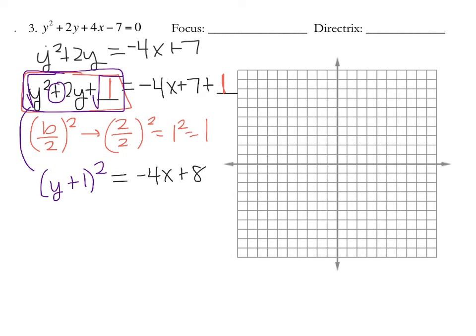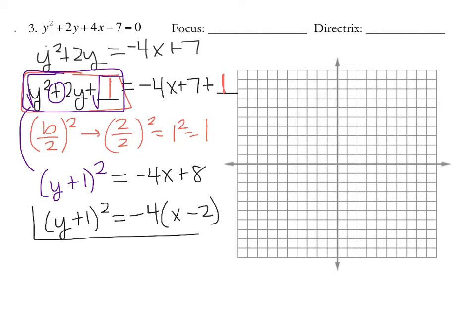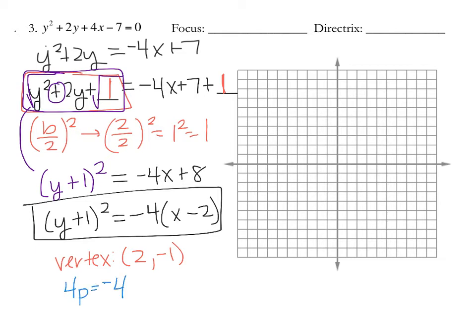Now that right side we still have to do one more step too, because we can't see what p is right now if it's attached to the x. We've got to unattach that negative 4. So that side is also going to get parentheses just by taking out the greatest common factor. If I take out negative 4, I'd be left with x minus 2. This is what we have to be able to do to get it in the correct form. And now we can do everything we did on the other problems. The vertex is going to be 2, negative 1. And then our value for p, if I do 4p equals negative 4, p is going to be negative 1. And I know looking at this that x is in control.